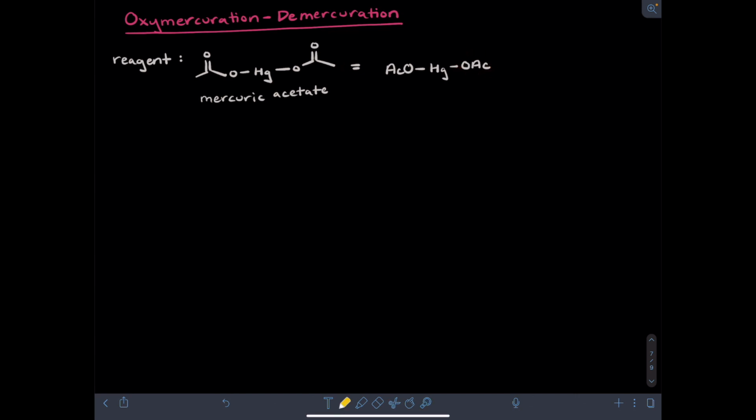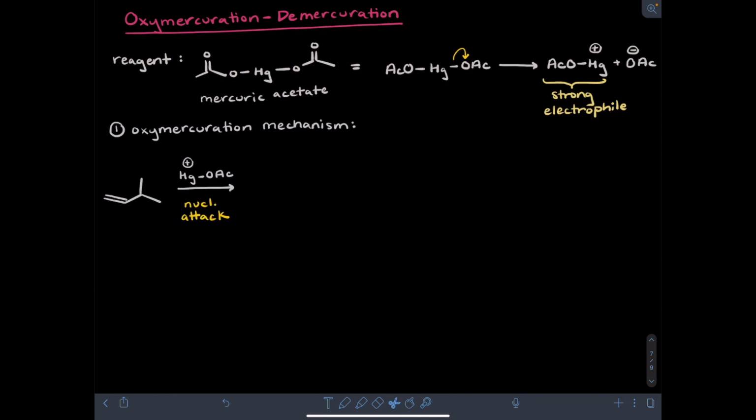It's possible to have a loss of one of these acetate leaving groups from mercury. This forms a mercury with 1 acetate group remaining. The mercury is cationic, and it forms an acetate anion as well. This cationic mercury with 1 acetate attached is a very strong electrophile, and we're going to use it as an electrophile in the mechanism. The first stage of the mechanism is called oxymercuration.